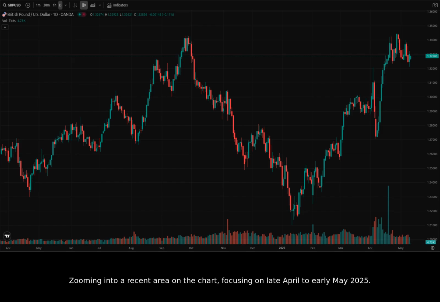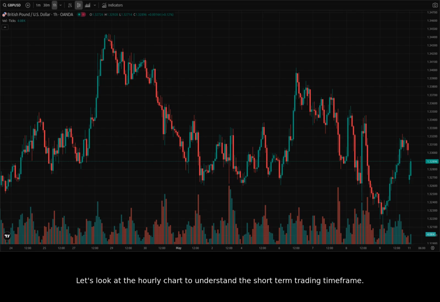Zooming into a recent area on the chart, focusing on late April to early May 2025. The price shows an increase from about 1.32 to 1.33. Let's zoom in to examine this price range. Let's look at the hourly chart to understand the short-term trading timeframe.